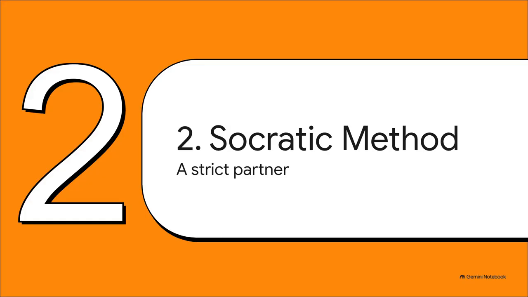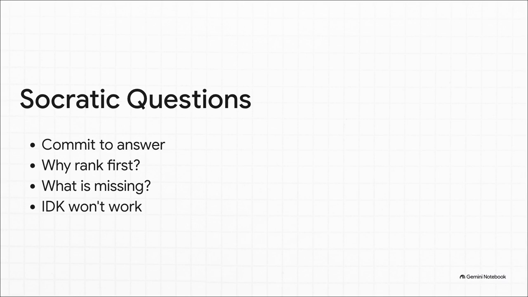Moving on to Section 2, enter the Socratic method, where AI becomes a strict partner. Instead of just handing you a diagnosis on a silver platter, Vibrounds acts exactly like that intimidating attending we were just talking about. It asks really probing questions, stuff like, why did you rank that first? Or what are you missing here? The core mechanic of this whole platform is that you have to commit to an answer first before you get any help at all. And if you think you can just type IDK or I don't know to bypass the system and get a quick rescue, think again. It absolutely will not rescue you. It's going to demand your best guess anyway.